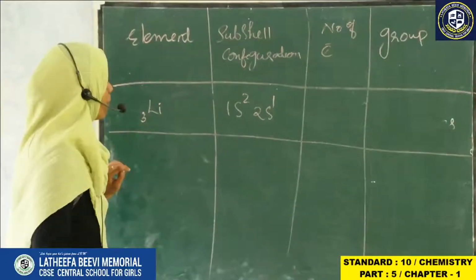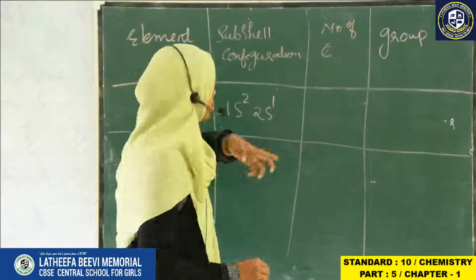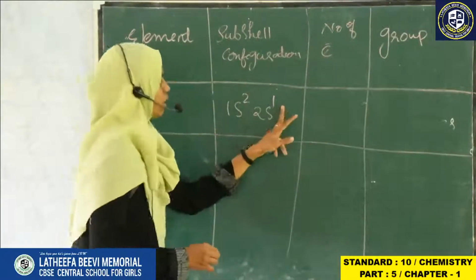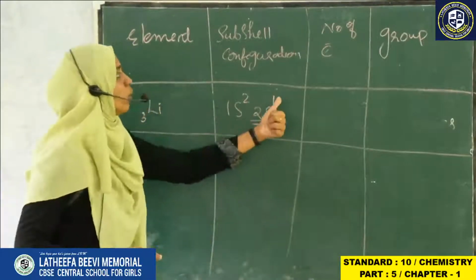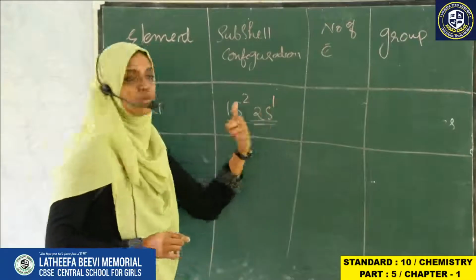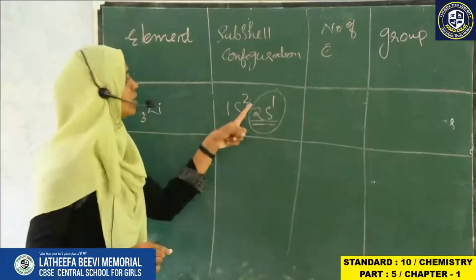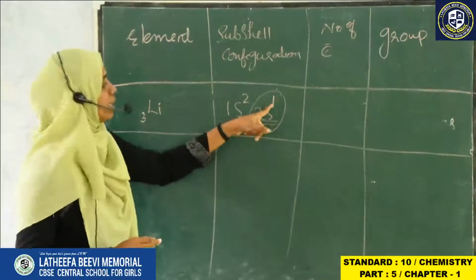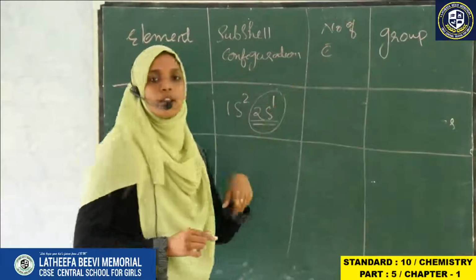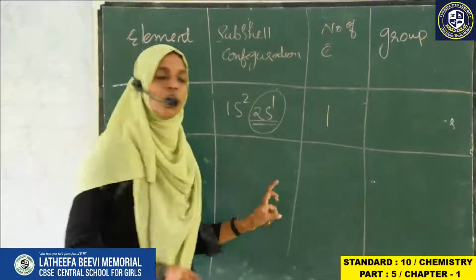And the number of electrons present in the last subshell. What is the number of electrons in the last subshell? It is 2s1. Can you see this? 2s1. So the number of electrons in the last subshell is 1. So the group number is also 1.